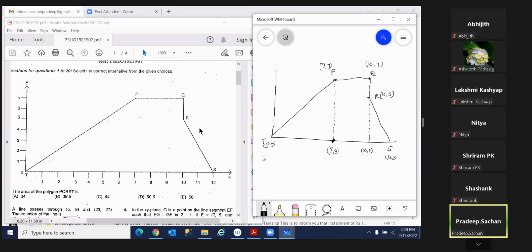So my area will become, I am writing here only, half into 7 into 7. This PQ and this other point make a rectangle. So rectangle area is length into breadth, so we can say 7 into 3. And this will be half base, where base means 2 and height means 5. So this will become 5 here, 21 here, and 49 by 2, which is 24.5. So you can add up and see the answer.